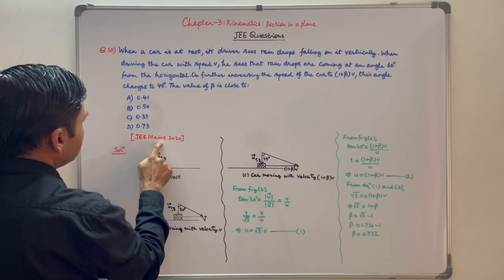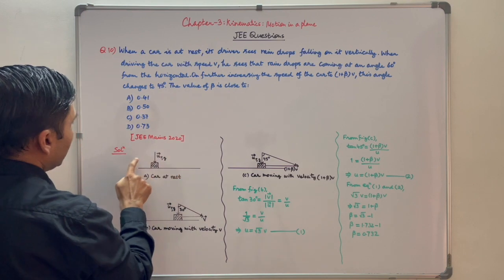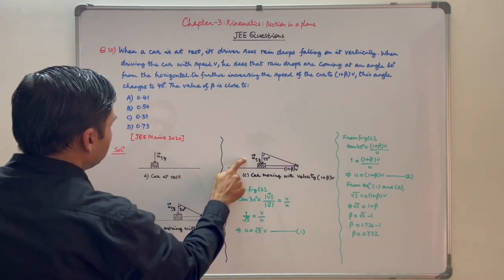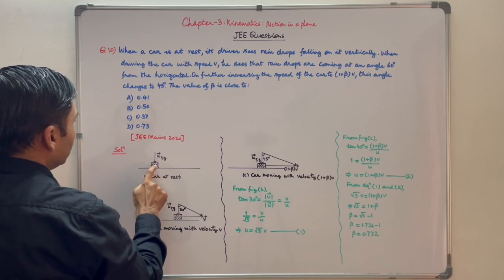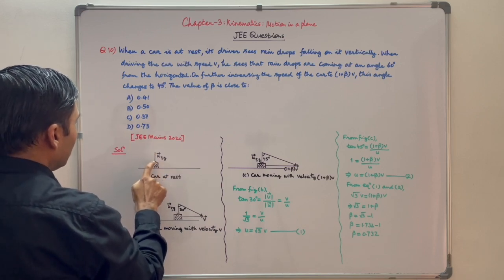This question appeared in JEE Mains 2020. I have made 3 figures to describe the scenario. In figure 1, car is at rest. Raindrops are falling on it vertically.